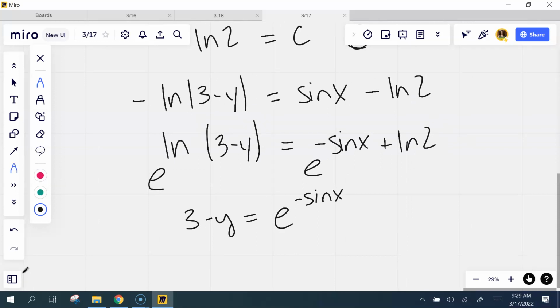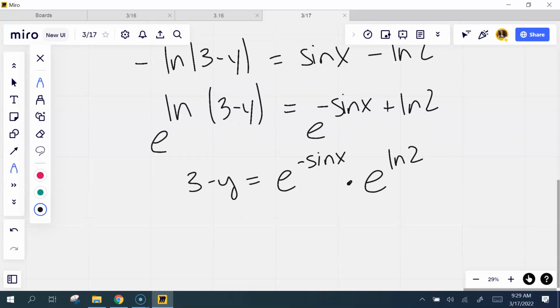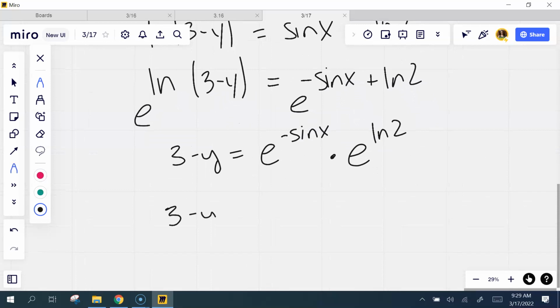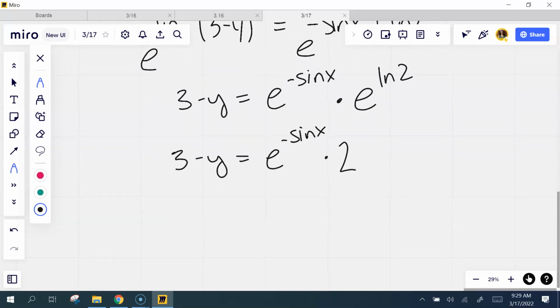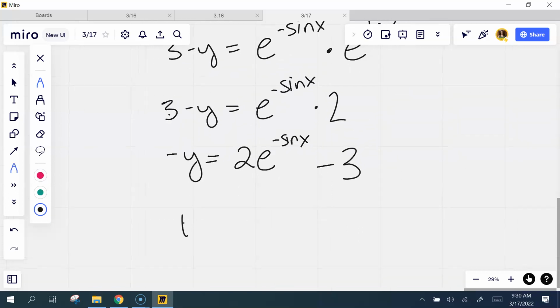Remember, if you're adding in the exponent, what I've really done, I can separate them, right? And I do that because I saw that natural log. So now I have 3 minus y equals negative sine x times 2. So negative y equals, I'm going to put those together, 2e to the negative sine x, and I'm going to subtract that 3. And now you just need to negate everything, and that's your last point. And that's it. 45 minutes to take it, 45 minutes to explain them.